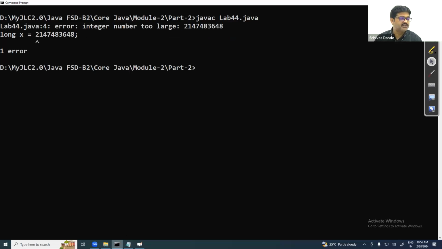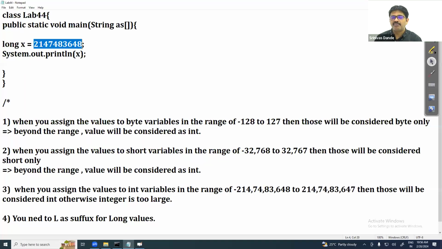It is too large, right? So tell the compiler, please consider this as a long. Just write L at the end. When you write L there, now the compiler is happy. The compiler says, oh, I have to consider this as a long value. Can I store this in a long? Yes, you can store it. Long has a bigger size, 8 bytes. You can store it.